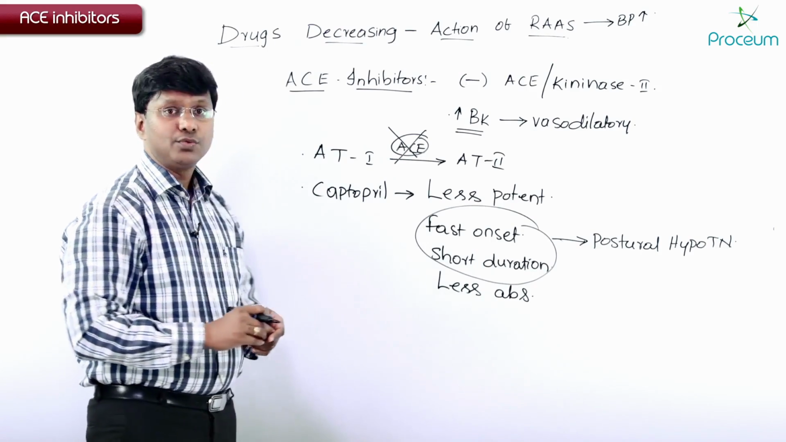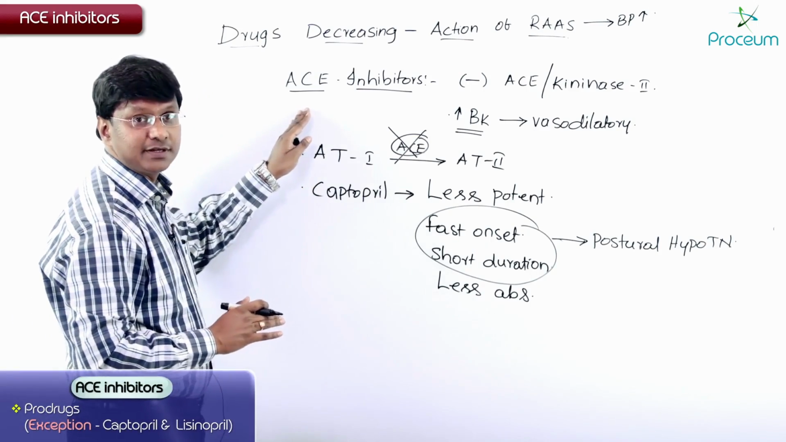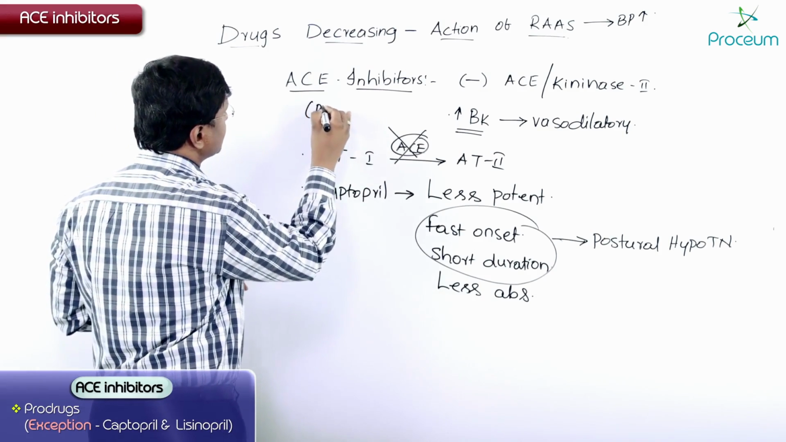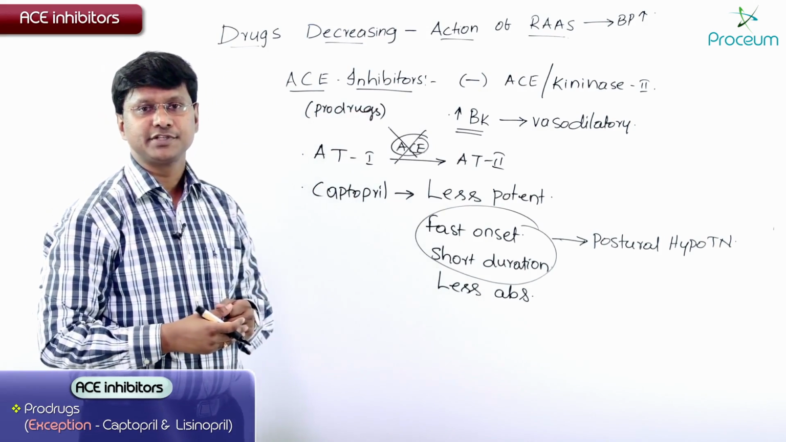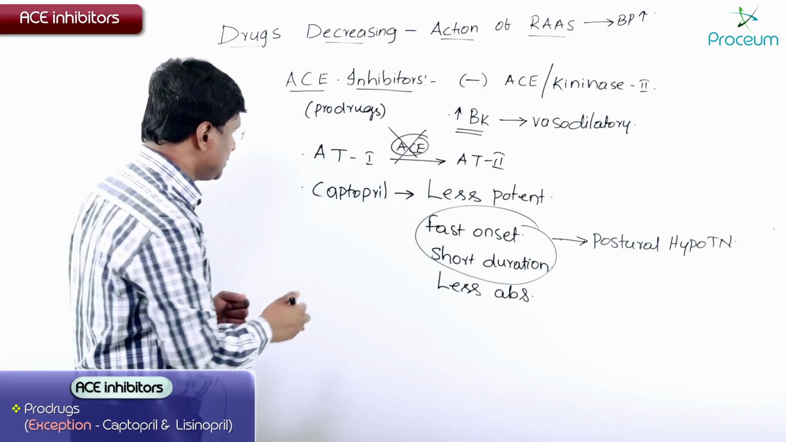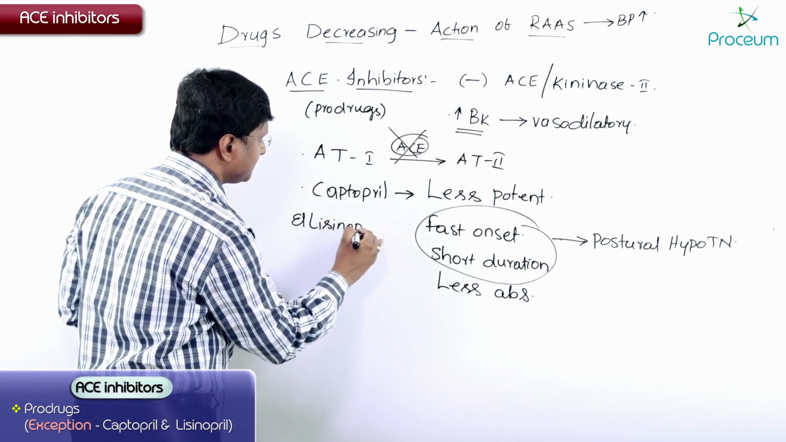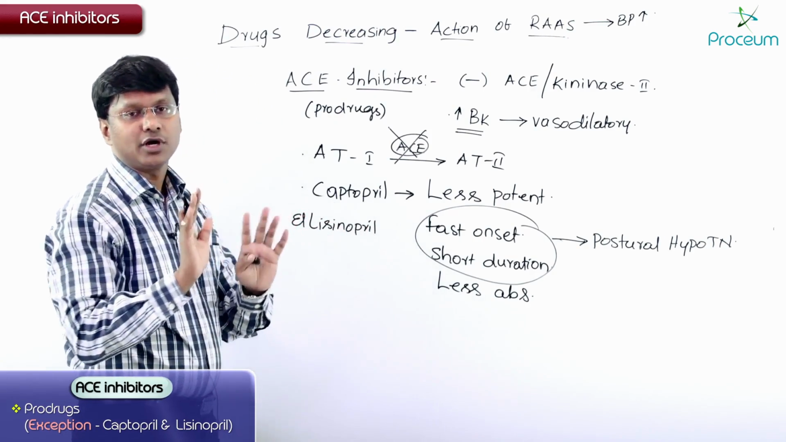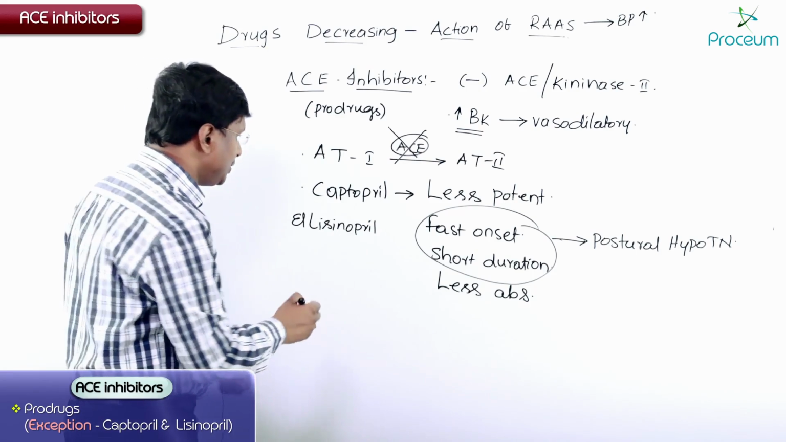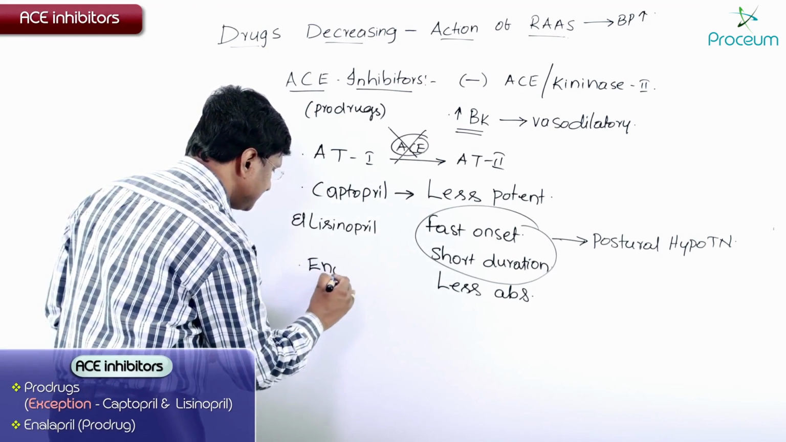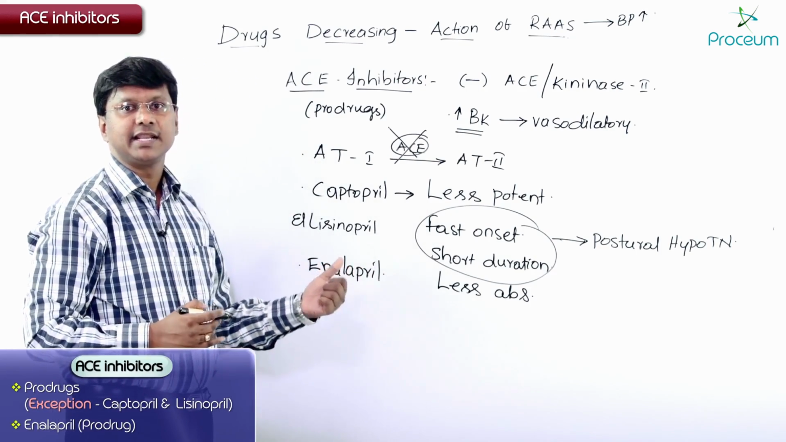Next, all ACE inhibitors are prodrugs, or rather the majority of them are prodrugs. The exception to this is captopril and lisinopril. These two are not prodrugs. Whereas, for example, other drugs like enalapril are prodrugs.